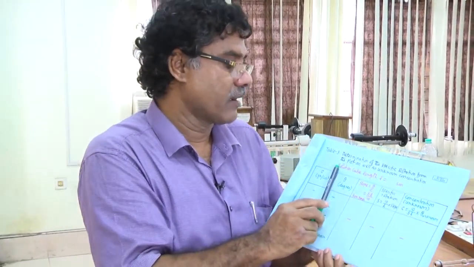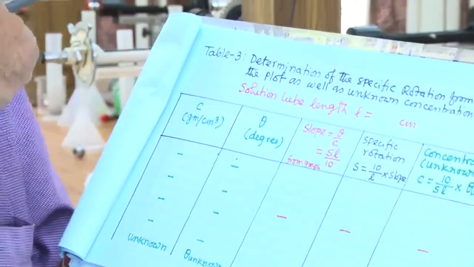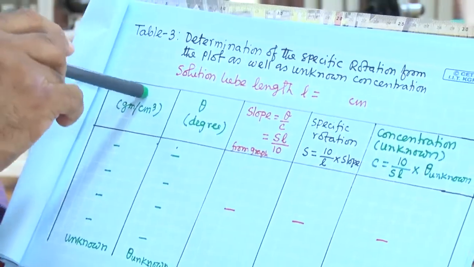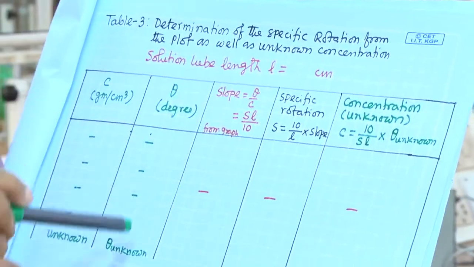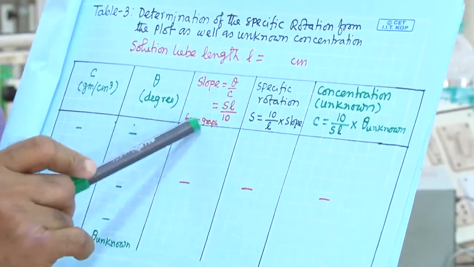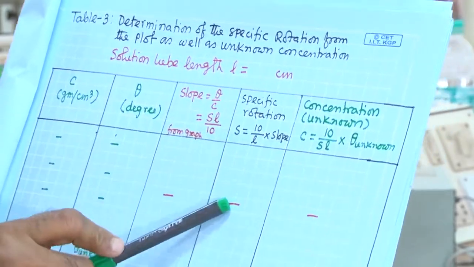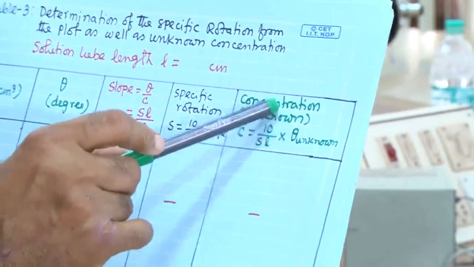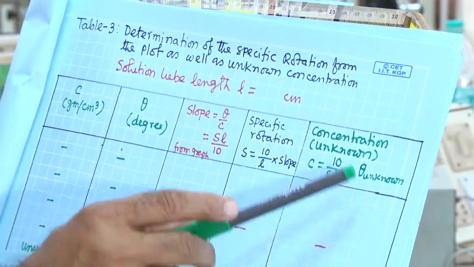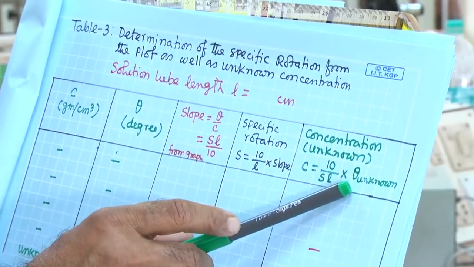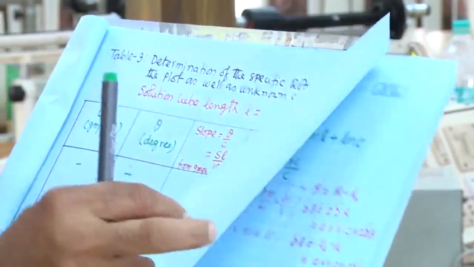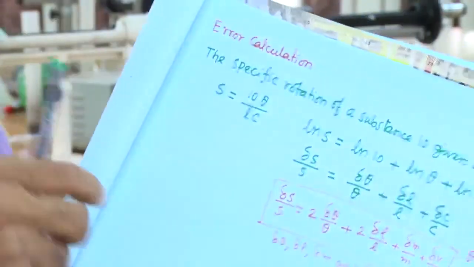Now, for determining the specific rotation from the plot as well as the unknown concentration: you make a table of concentration versus theta, plot the graph, and from the graph find the slope. This slope you use for calculating the specific rotation, and using this specific rotation you can calculate the concentration of the unknown solution, for which you have experimentally measured theta. Then you have to calculate the error.